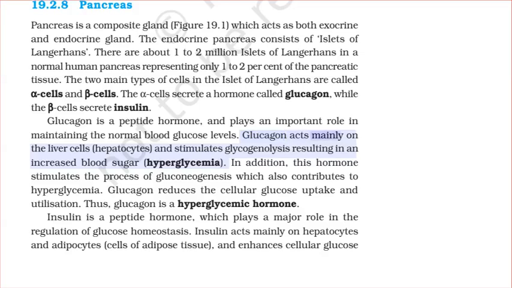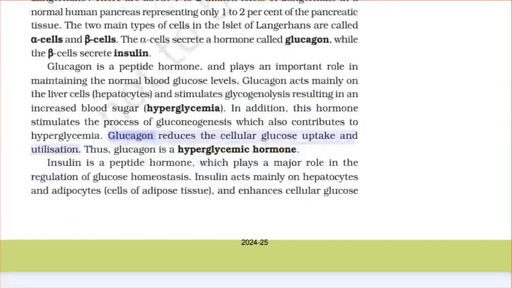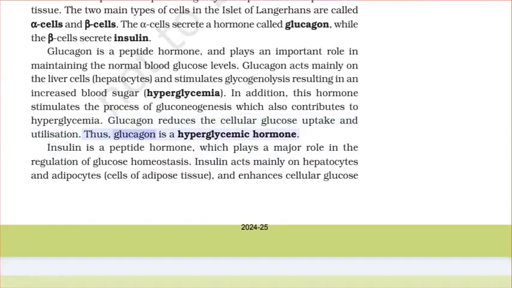Glucagon acts mainly on the liver cells, hepatocytes, and stimulates glycogenolysis, resulting in an increased blood sugar, hyperglycemia. In addition, this hormone stimulates the process of gluconeogenesis, which also contributes to hyperglycemia. Glucagon reduces the cellular glucose uptake and utilization. Thus, glucagon is a hyperglycemic hormone.